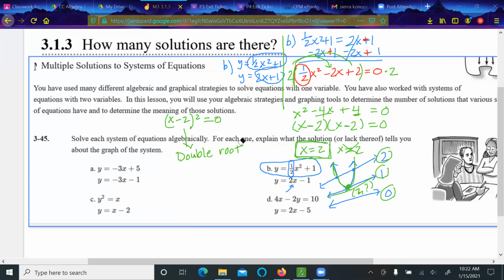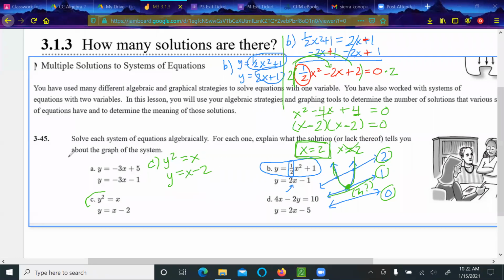All right, so I'm going to erase just this part right here for now. Make some room right here. Maybe I'll erase some stuff later. Okay, so C, let's write C. C is y squared equals x, and y equals x minus 2.